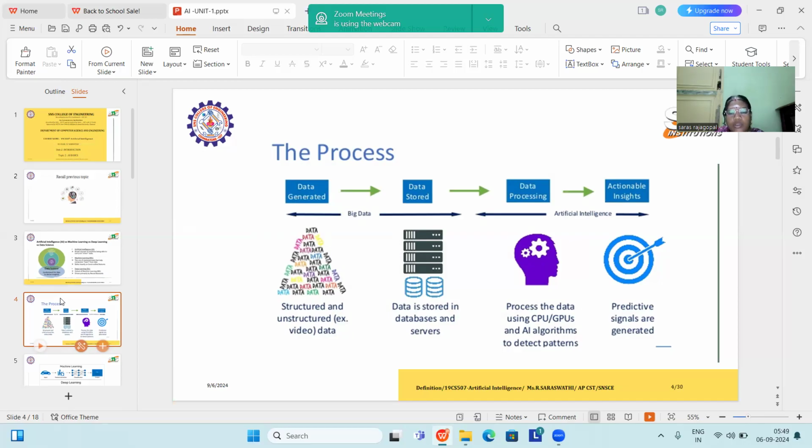The data will be stored in a database and server. The data will be processed by using a CPU and GPU and many different types of AI algorithms to detect different types of patterns according to that input, and then predict the signals based on that input. The signals have to be generated.